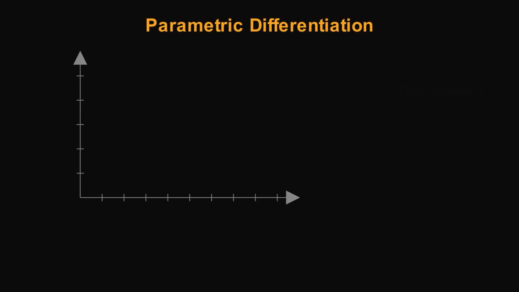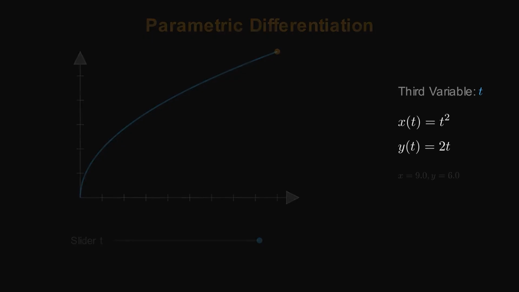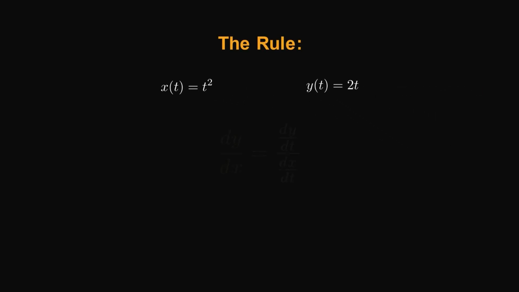Sometimes we get a situation where x and y are both defined by a third variable. So sometimes, maybe we're dealing with a variable t. And so we have x is equal to t squared and y is equal to 2t, for example. That's what's called parametric form. And so the rule for that is that dy by dx is equal to dy over dt divided by dx over dt. And you can see that that very simply simplifies down to dy by dx.